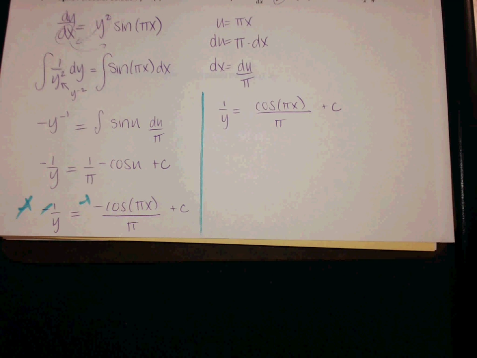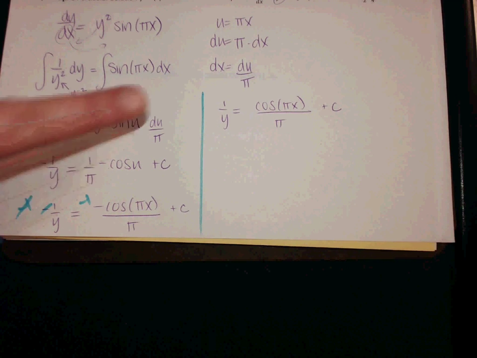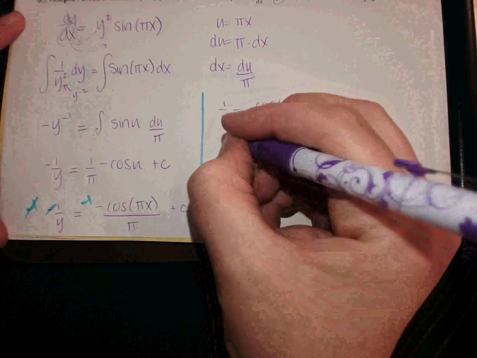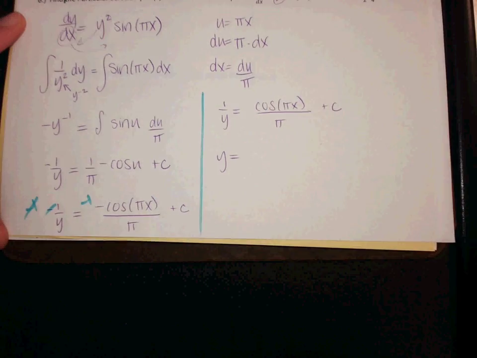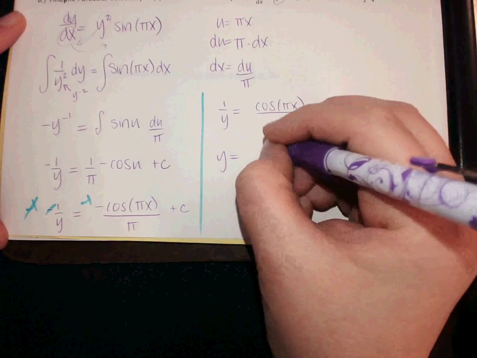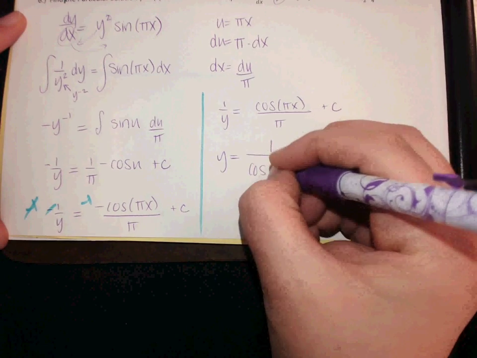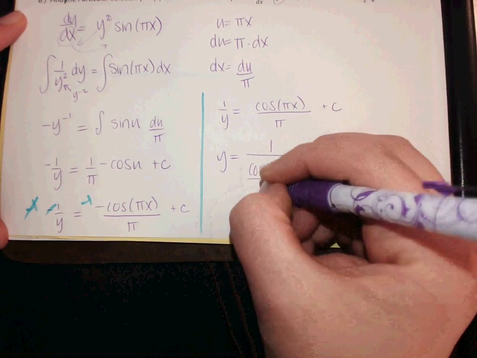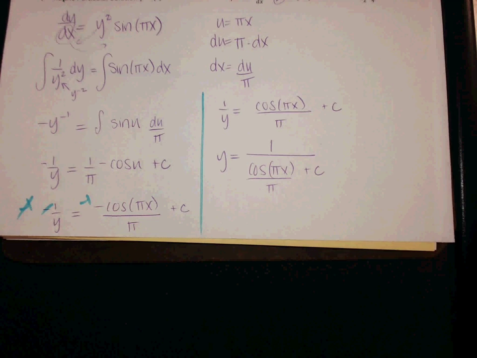Good? Okay, how do I get y off the bottom? Think about what I would need to do to that side. I would need to take its reciprocal, flip it. As long as you do the reciprocal on both sides, that's fine. So when I flip this side, it's now just going to be a y. And when I flip this side, it's now going to be 1 over cosine pi x over pi plus c. It's ugly, but remember, you're just flipping it. Now, that is the general solution.